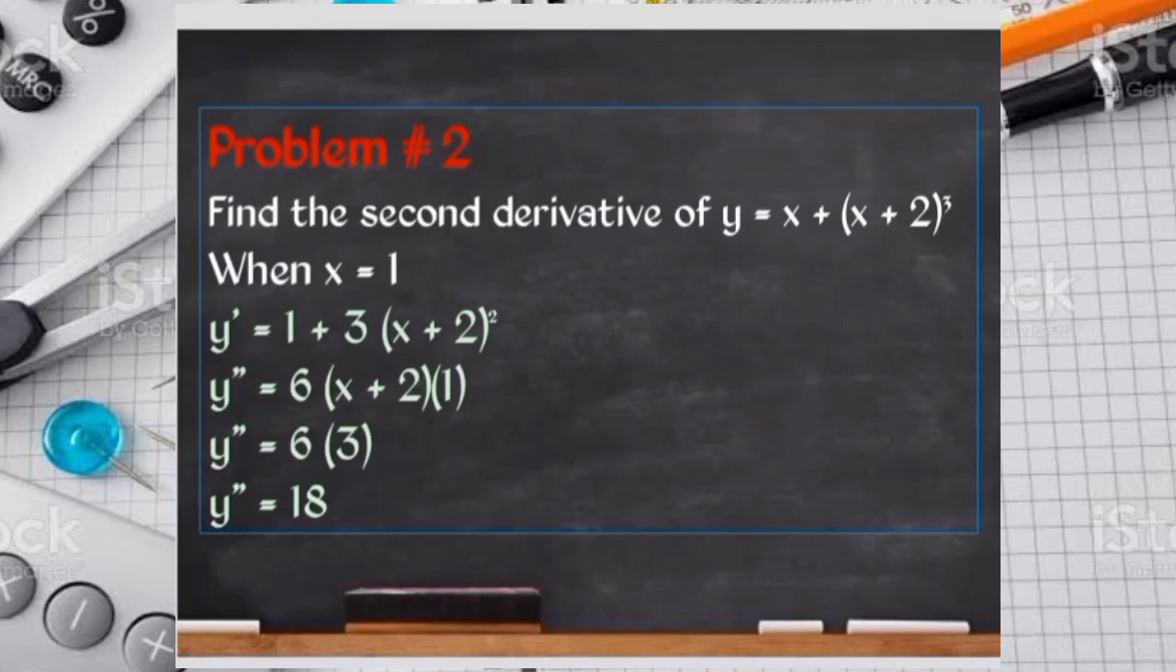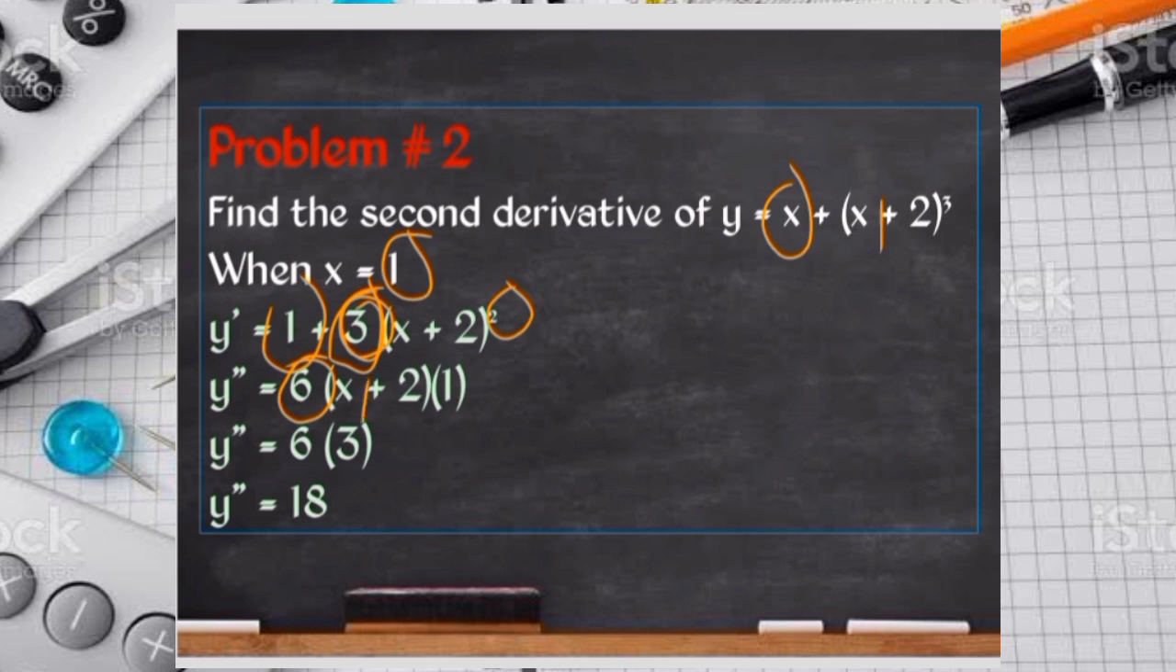Problem number 2. Find the second derivative of y equals (x plus 2) cubed when x equals 1. y prime equals 3 times (x plus 2) squared. y double prime is equal to 3 times 2, which is 6, times (x plus 2) times 1. y double prime equals 6 times (x plus 2).